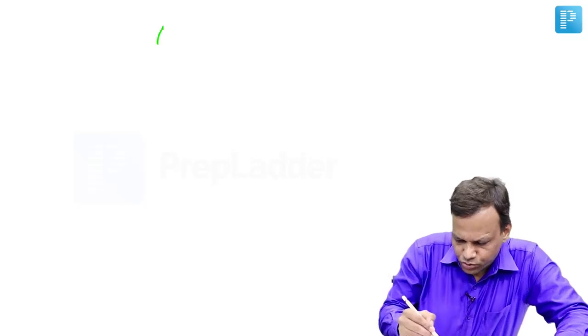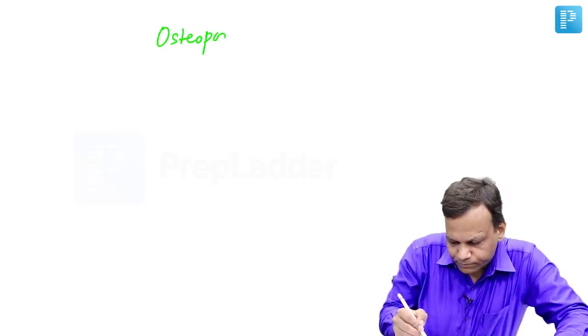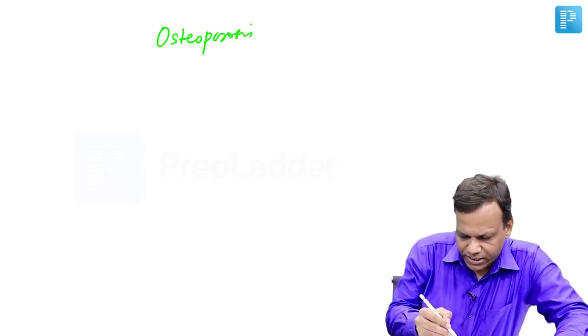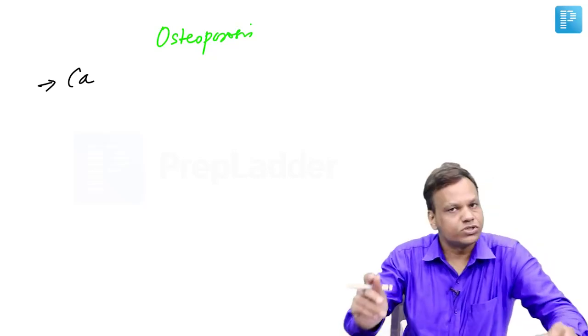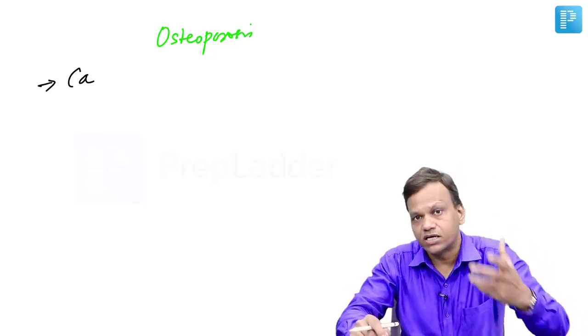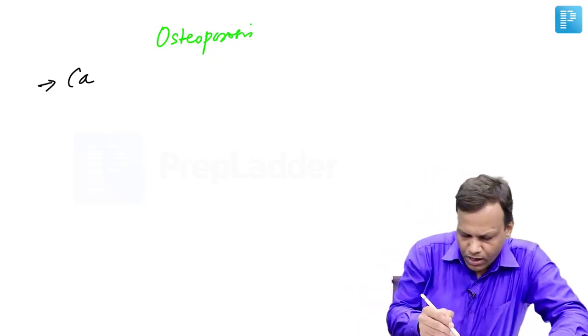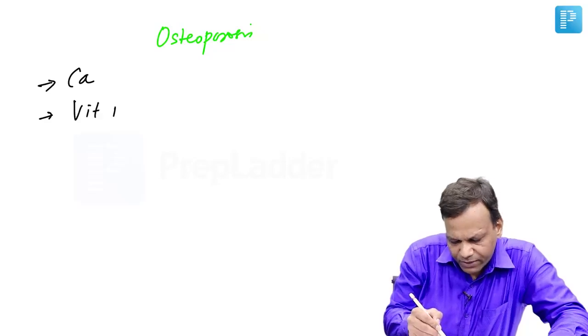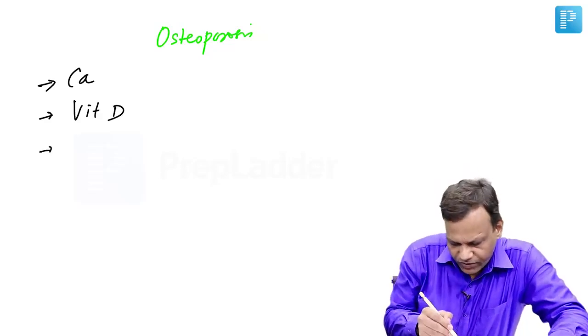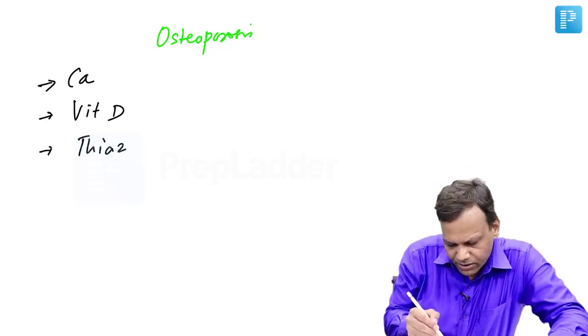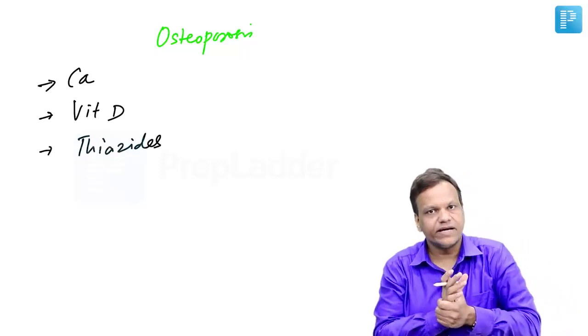Now the drugs which are used in osteoporosis, obviously we can use calcium. In osteoporosis, sometimes we need to give very high doses like 1200 milligram per day also. Along with calcium, we usually add vitamin D also. Then we can use thiazides. Remember, thiazide and loop lose calcium, thiazide retains calcium.